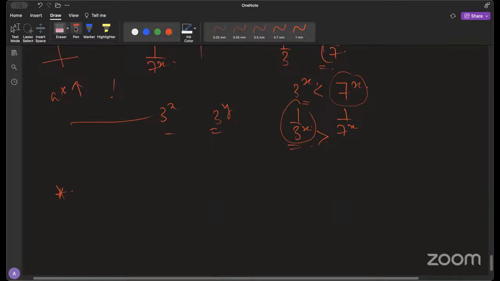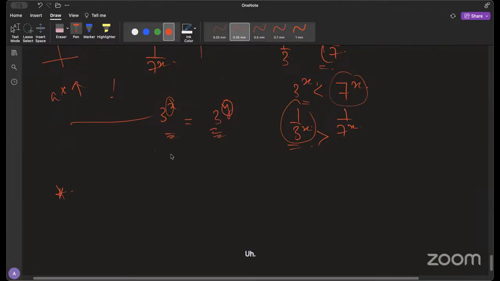No, ma'am. I am saying if we are asked to compare these values on the graph, like we are drawing the 3 raised to the power x graph and 3 raised to the power y on the same graph. X and y doesn't matter. If you change this, it is just a variable. It doesn't matter what you keep here. It's the same thing. Is that okay?